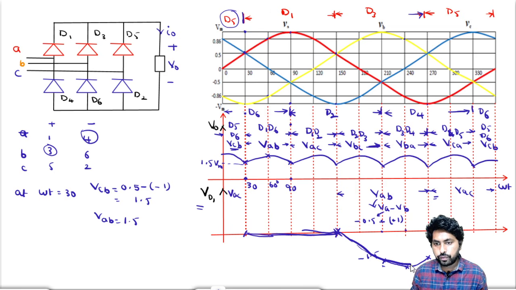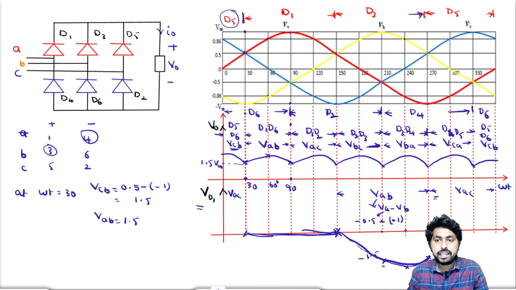We got the VAB here. So now let me find the VAC. VAC is equal to VA minus VC. At this point, VA is minus 1 and VC is the same, minus 1. So at this point it is also the same.